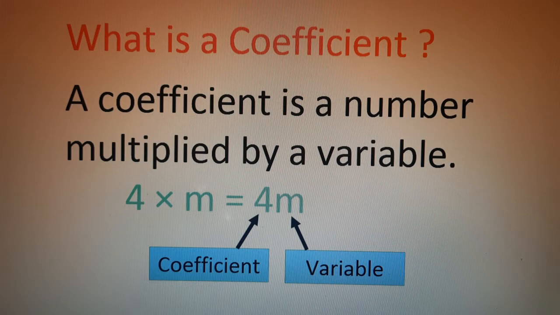Now you can simply understand a coefficient is a number multiplied by a variable. In this example, 4 multiplied by m equals 4m. 4m is a term. A term consists of two parts, numerical part and variable part. Numerical part is a number. This number is called coefficient. So actually, coefficient is the number in front of a variable.